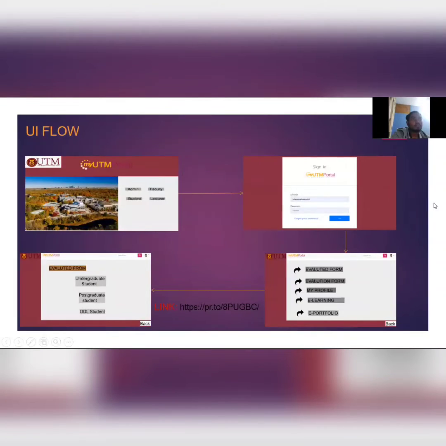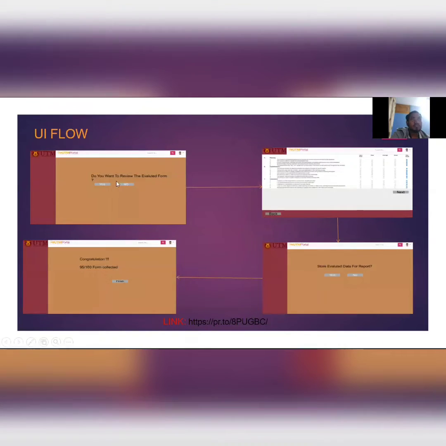Next, we can talk about our UI flow, and here it is. First, we have to log in. Then we can choose one of the options. Then we can choose one of the files for our evaluated forms. Then we can review it and store them for our evaluated report.